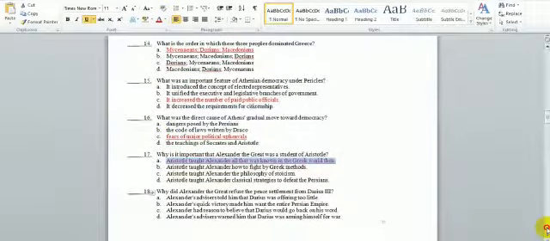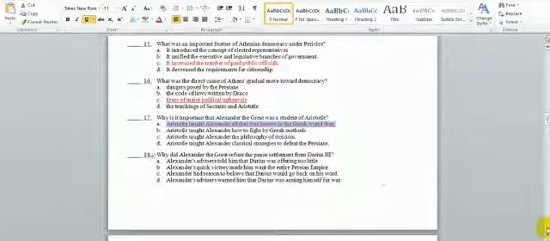Number 18. Why did Alexander the Great refuse the peace settlement from Darius III? Alexander's advisors told him that Darius was offering too little. Alexander's quick victory made him want the entire Persian Empire. Alexander had a reason to believe that Darius would go back on his word. The last one, Alexander's advisors warned him that Darius was preparing himself for war.